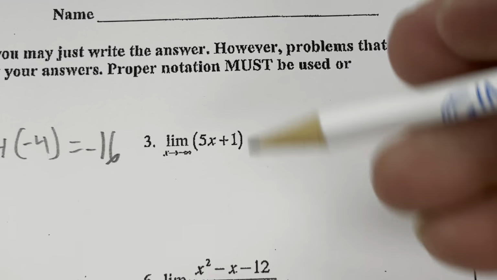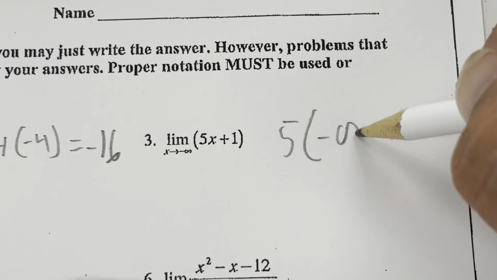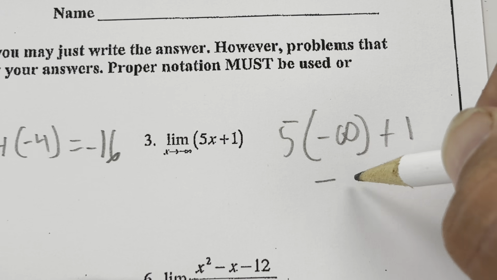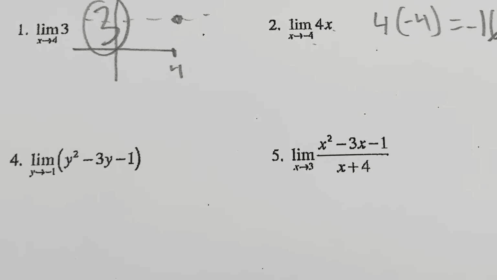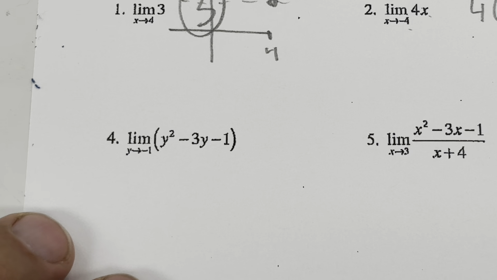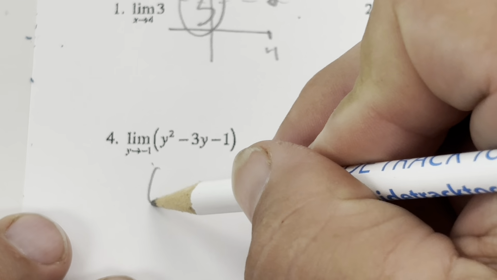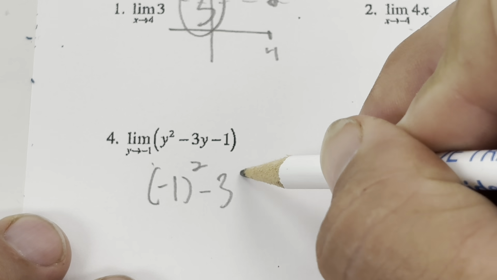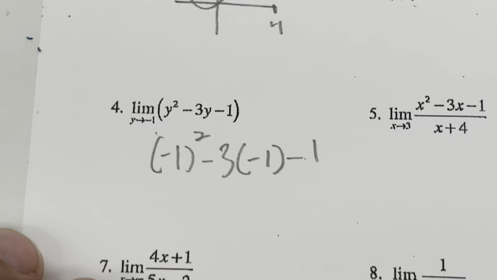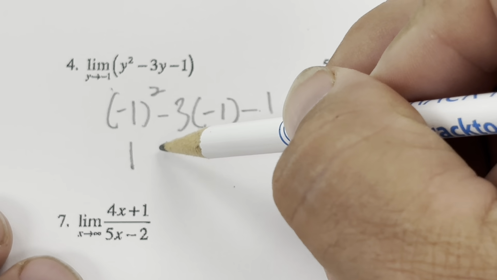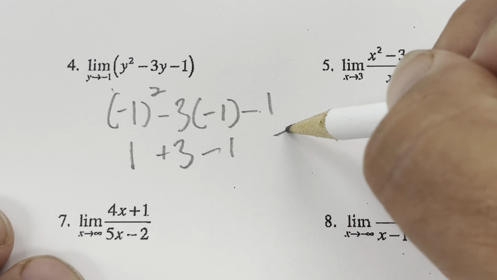Plug in negative infinity, so that would be 5 times negative infinity plus 1. That would be negative infinity. As x approaches negative 1, that would be negative 1 squared minus 3 times negative 1 minus 1. So let's evaluate that one. That would be 1 plus 3 minus 1. That would equal 3.